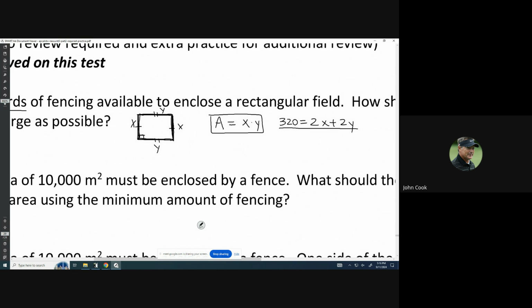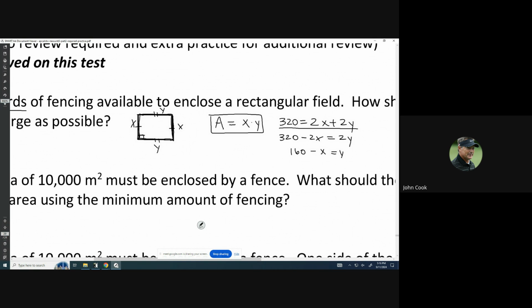Maybe I'll get the y value by itself. So subtract 2x from both sides, and then divide by 2 on both sides. That would get you y is equal to 160 minus x.